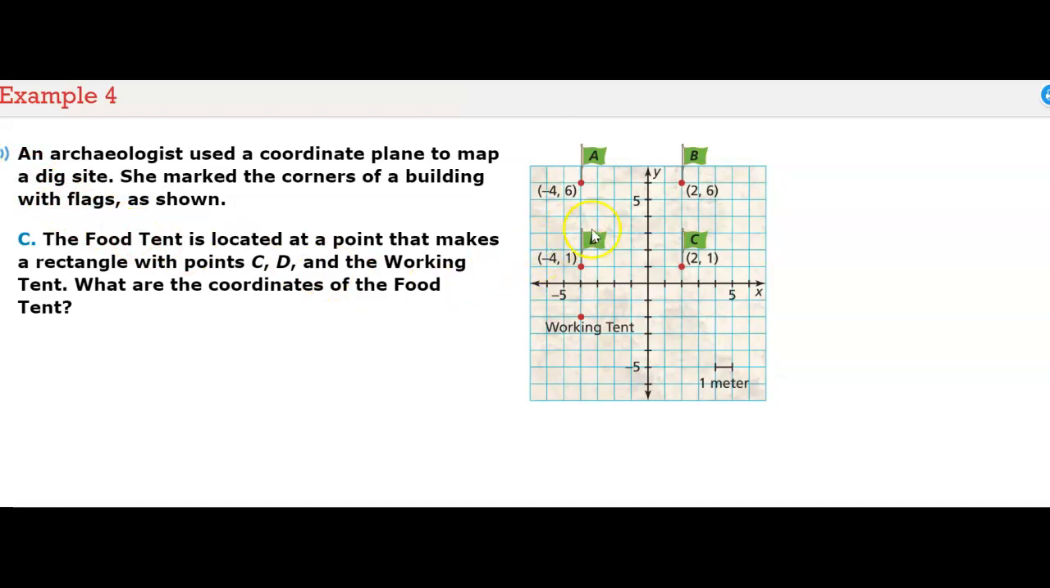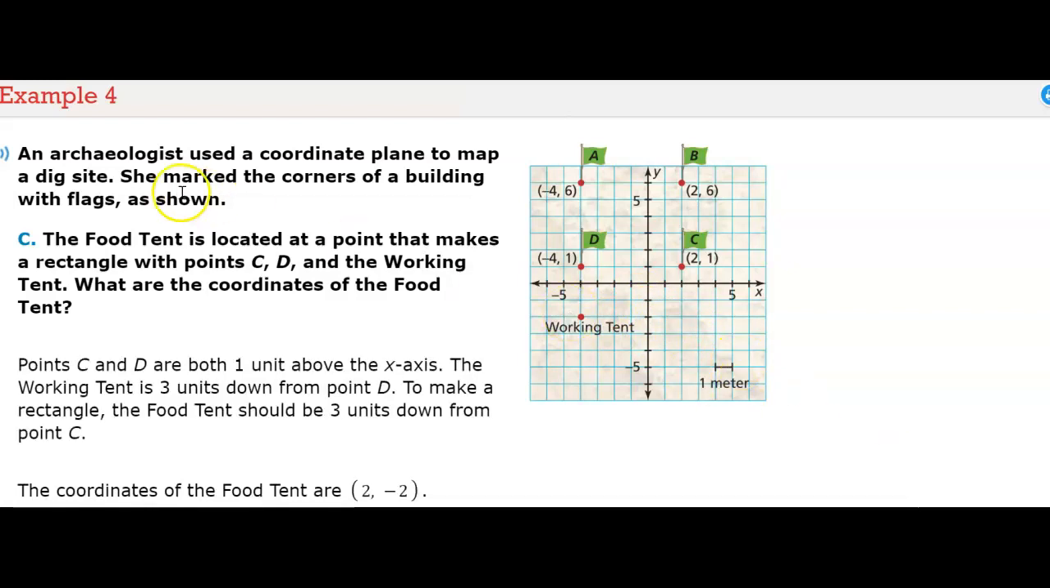The food tent is located at a point that makes a rectangle with points C and D and the working tent. What are the coordinates of the food tent? So here's the working tent, D, C. So if it makes a rectangle, the point would have to be here, directly across from the working tent and C. So that would be a positive 2 and 1, 2, 3, negative 3.